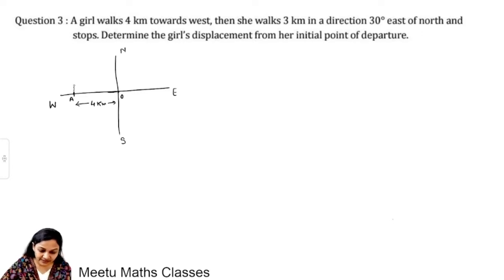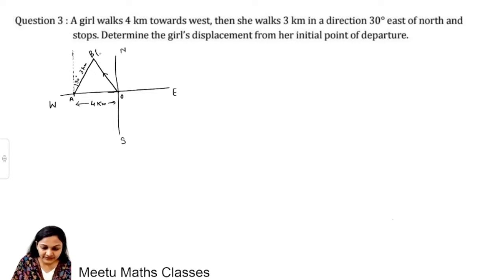Now this is the north direction of the girl, and 30 degrees east of north is this, and she walks 3 kilometers. So this is 3 kilometers. Let us take this point as B. Then determine the girl's displacement from her initial point of departure. So we are supposed to find out this displacement vector OB.